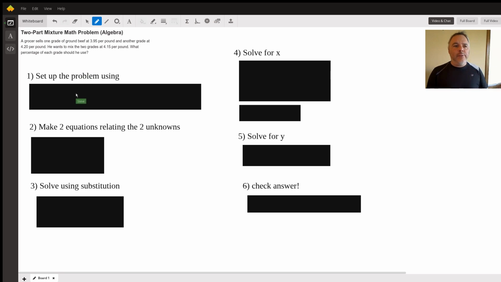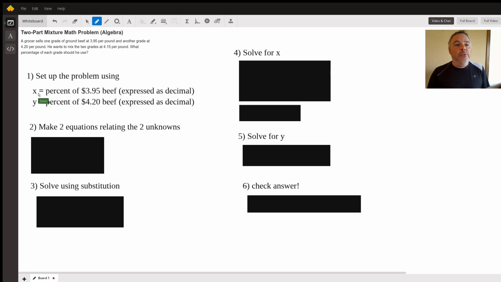Okay, so first you've got to set up the problem. This is obviously an algebra problem, so we're going to define some variables. I'm defining them as x and y; you can define them as anything you want. I'm going to call x the percent of the $3.95 beef, but I'm going to use a decimal. So x is going to be a decimal: if it's 50%, I'm going to use 0.5. Y is going to be the percent of the $4.20 per pound beef, also expressed as a decimal. So that's the first thing I'm going to do.